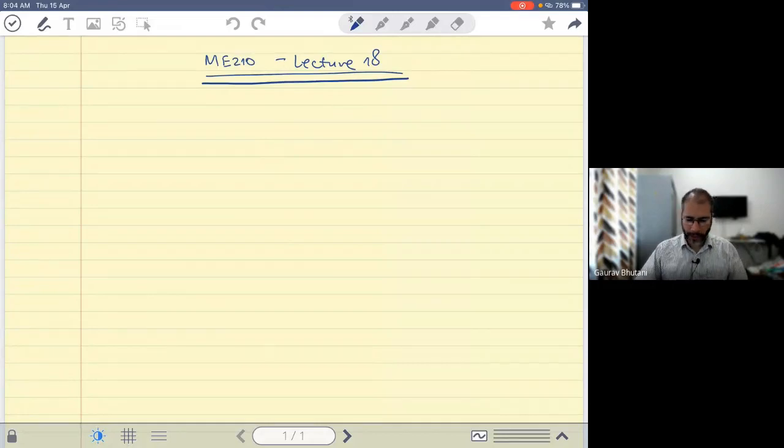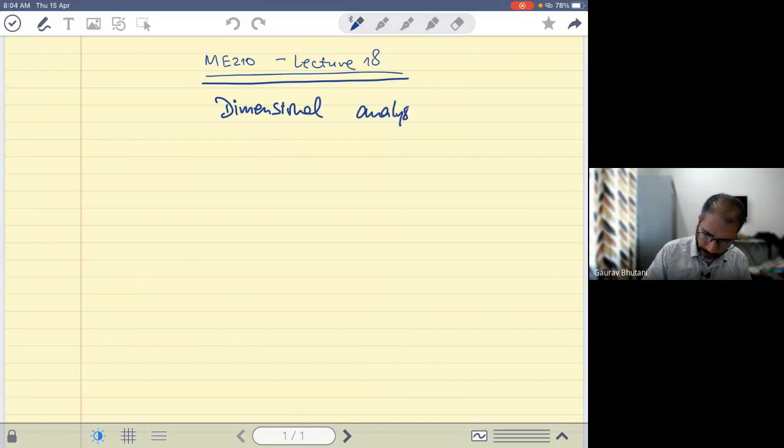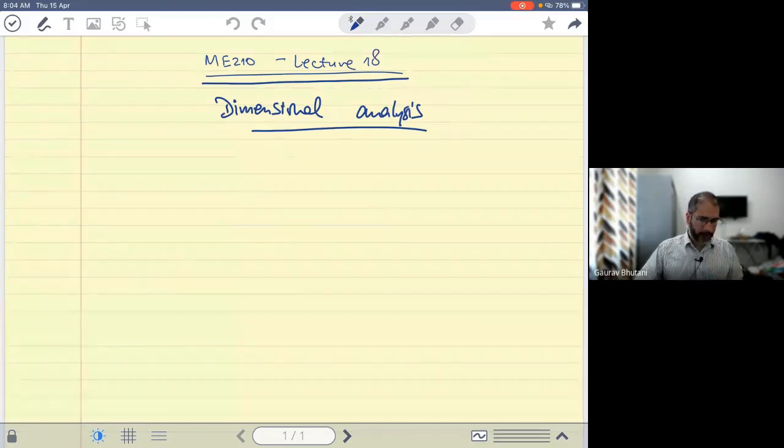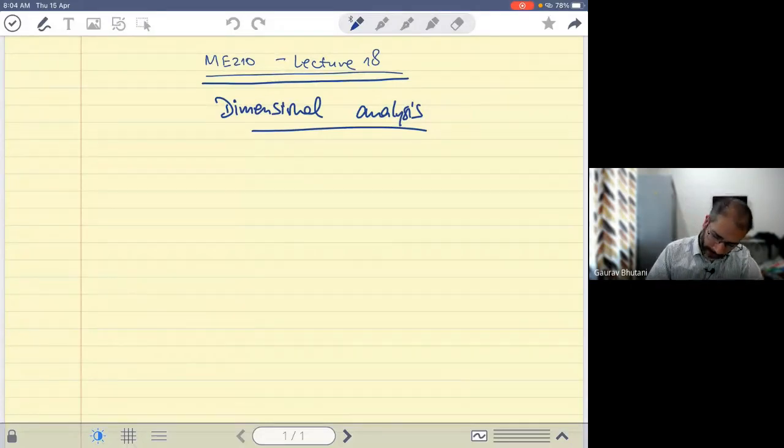Right. So morning everyone. Lecture number 18, 210 fluid mechanics. This is going to be a new topic. This is called dimensional analysis. Right. So let's start this discussion with an example. I'll explain to you what this topic contains, starting with this example.